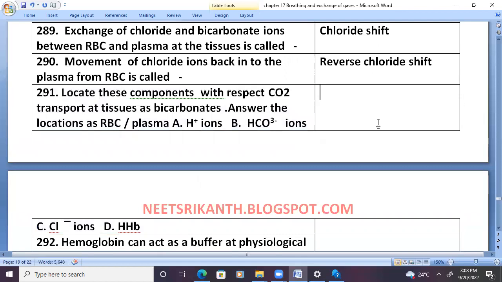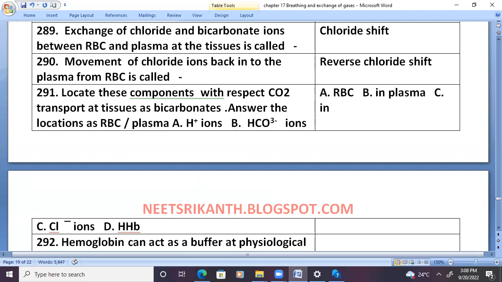Locate these components with respect to carbon dioxide transport at tissues as bicarbonate. Answer the location as RBC or plasma. H plus ions: where do you see H plus ions? H plus ions are present in RBC. They can't move out, isn't it? They can't move out. H plus ions will be in RBC only, and they bind with hemoglobin, HHb. Bicarbonate ions are in plasma.